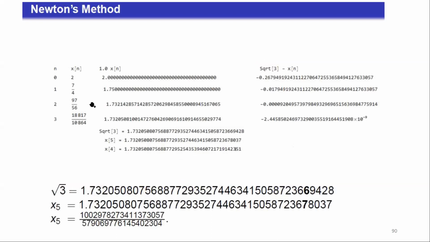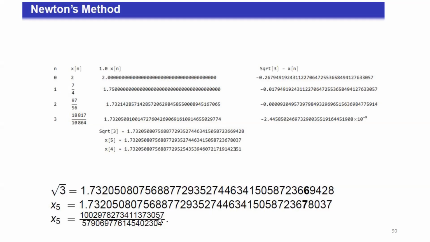So here is looking at the first couple of choices. We did 9756, that was the second guess. The third guess becomes 18,817 over 10,864. And look, we get 1.732050810. The correct answer is 1.732050807. So we're not off by that much. If you look at the fourth and the fifth one, here's the fifth guess. Look at how far down you have to go before you see a difference. This is only with 5 guesses. That seems accurate. It is extremely accurate.